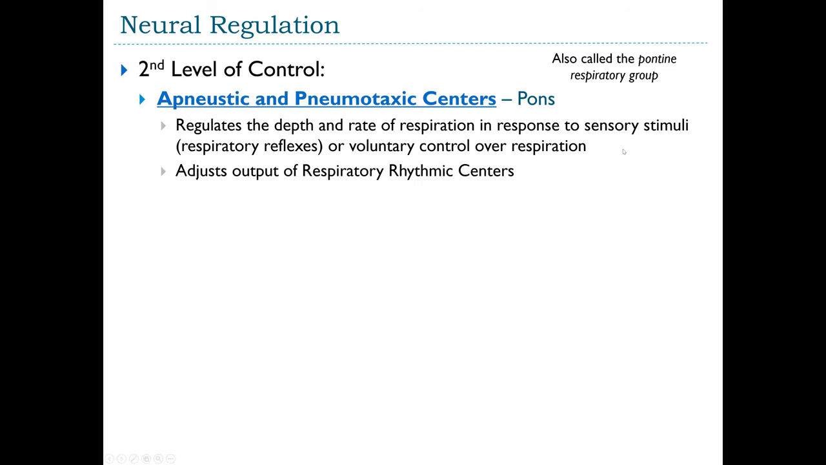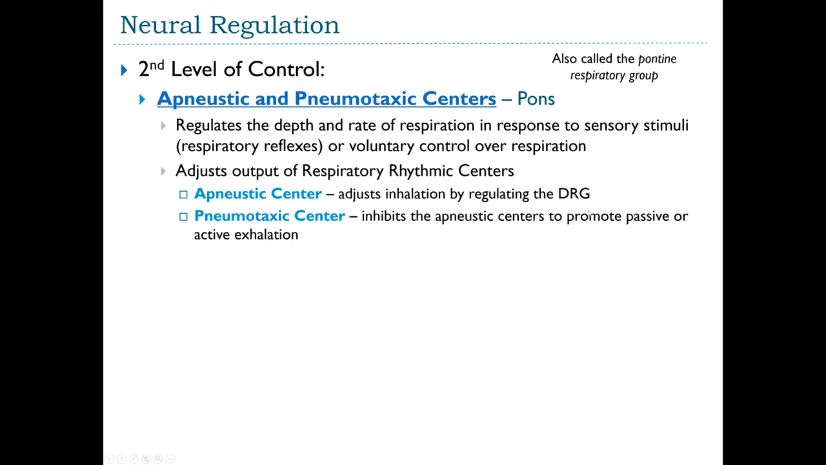So the apneustic and pneumotaxic centers adjust the output of the respiratory rhythmic centers in the medulla oblongata. So the apneustic center adjusts inhalation by regulating the dorsal respiratory group in the medulla oblongata. And the pneumotaxic center inhibits the apneustic center to promote either passive or active exhalation.